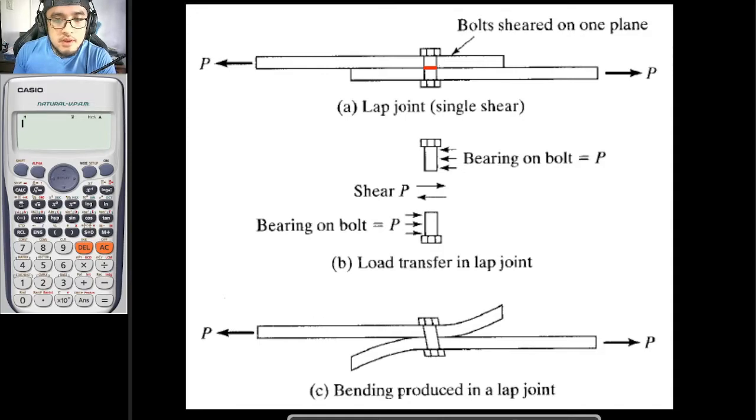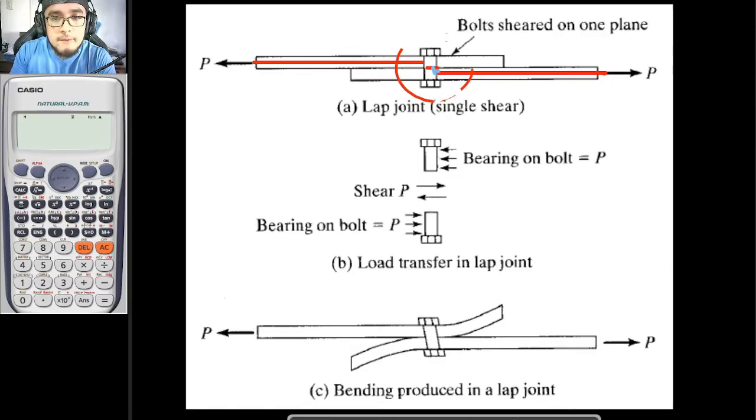But by the way, guys, we have a catch here. If your connection is just a lap joint, bending is produced in the lap joint. So why is that the case? As you can see, the centroid of this bolt right here is located at this particular point right here. And the line of action of your force P is at this point right here. And the line of action of your force P at the bottom part is along this line here. So as you can see, we would have the presence of an eccentricity. So if this is your centroid, we would have an eccentricity about this point.